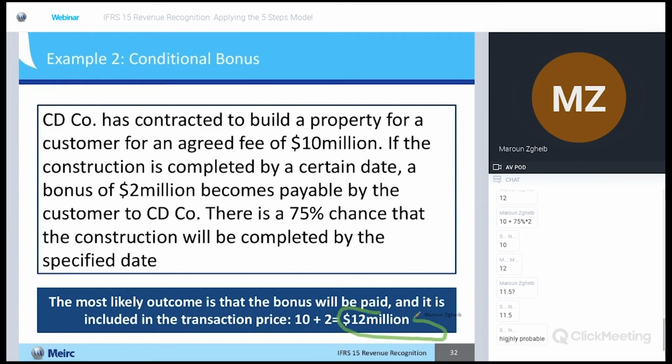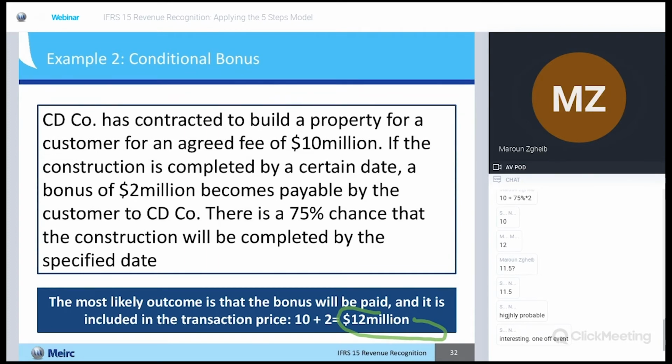The right answer is 12 million. The most likely outcome is that the bonus will be paid. There is a high probability that the bonus will be paid. It is a one-off event that either the bonus will be paid or the bonus will not be paid. So it's either 0 or 2. There's nothing in between. Okay? Since this is a one-off event, you don't take the probability weighted. We take the most likely outcome. And the most likely outcome in this case is 75% that it will happen.